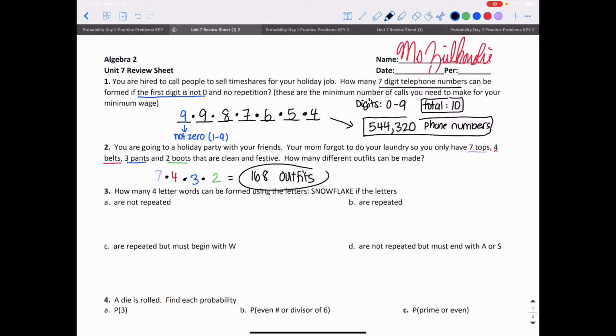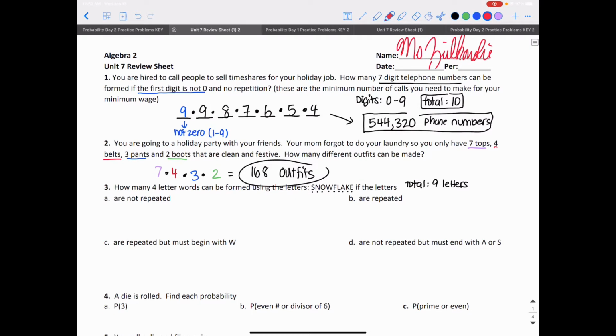For number 3, I have how many 4-letter words can be formed using the letters snowflake if the letters are not repeated. So I'm going to start with not repeated. So I know that I can't repeat any of these letters. First, I'm going to count how many letters I have total. So how many options? 1, 2, 3, 4, 5, 6, 7, 8, 9. I have a total of 9 letters, 9 letters to choose from, or 9 letters as options.